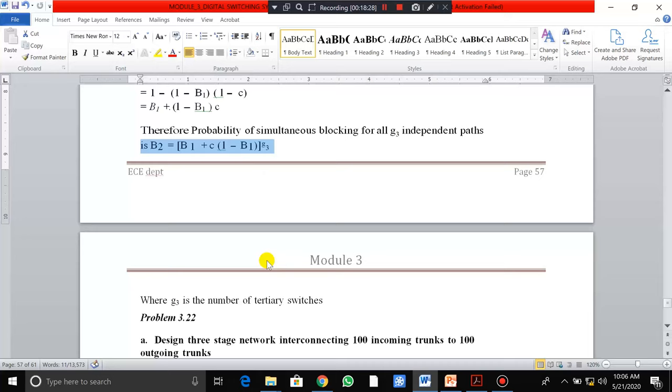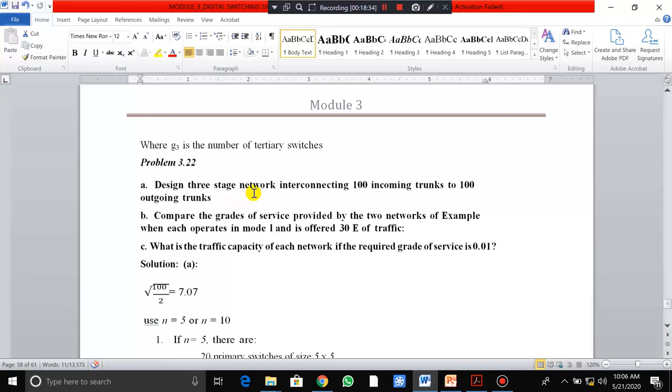Next, we have a problem. In this problem, they are asking you to design a three-stage network for an interconnection of 100 incoming and 100 outgoing trunks, and we need to compare the grade of service provided for two networks. When each operates in mode 1 and offers 30 Erlangs of traffic, what is the traffic capacity of each network? We require a grade of service of 0.01, so we need to consider that.